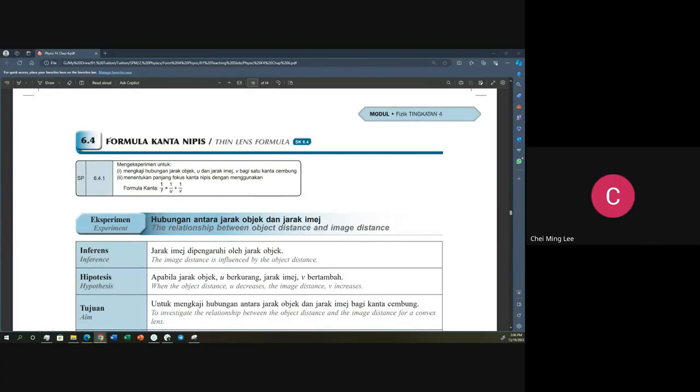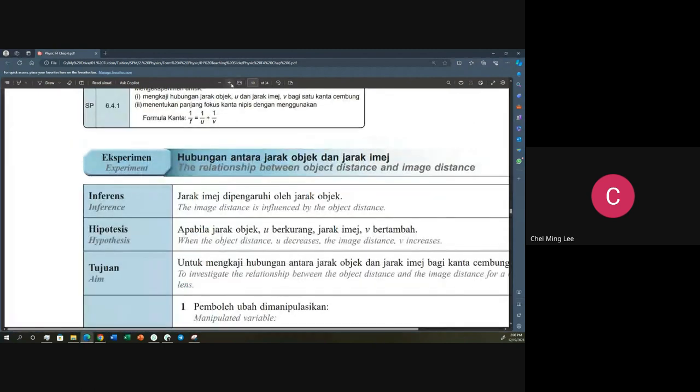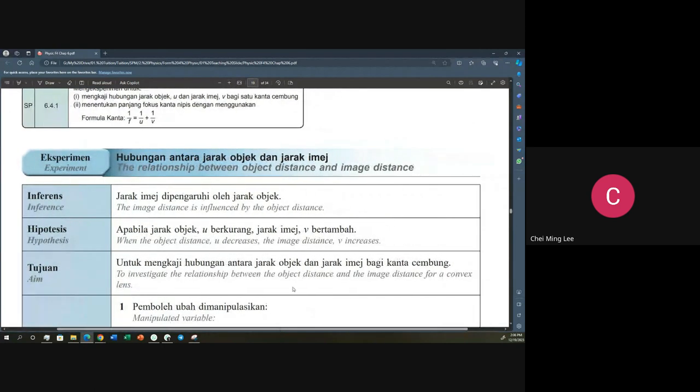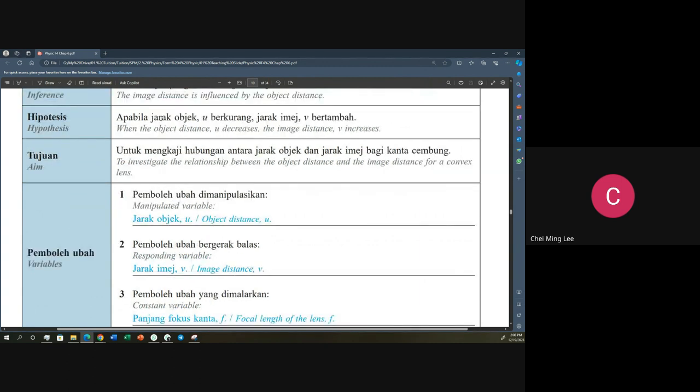Okay, so the thin lens formula. For the experiment, the relationship between the object distance and image distance. Your image distance is actually influenced by the object distance. So when your object distance u is decreased, v will increase.